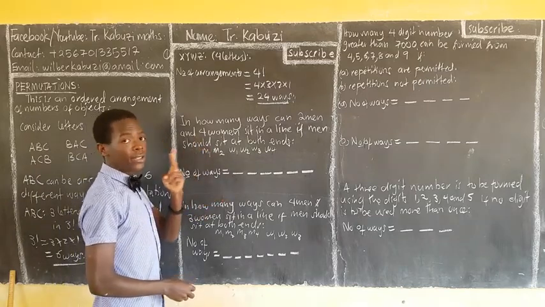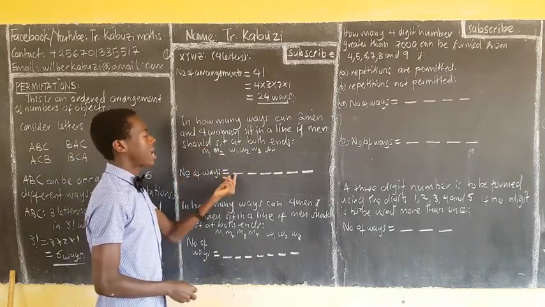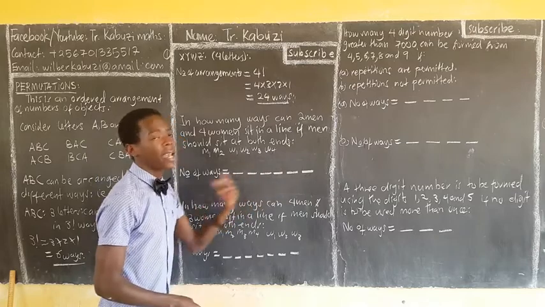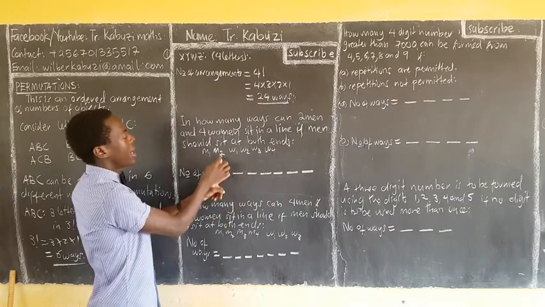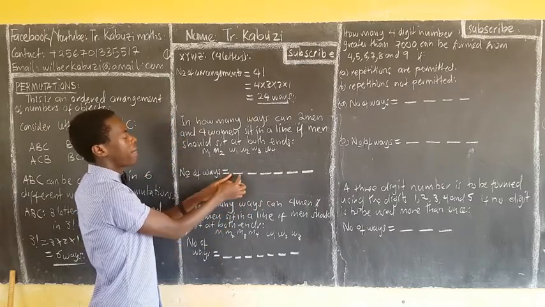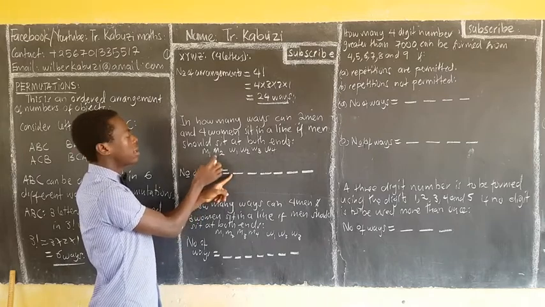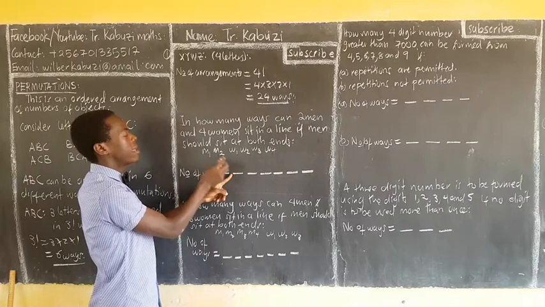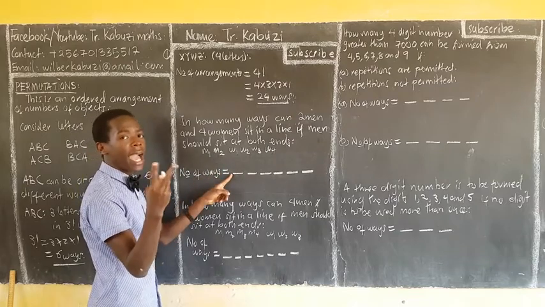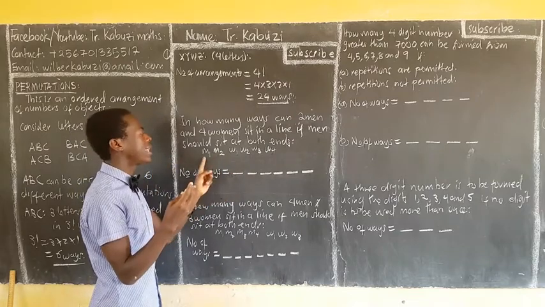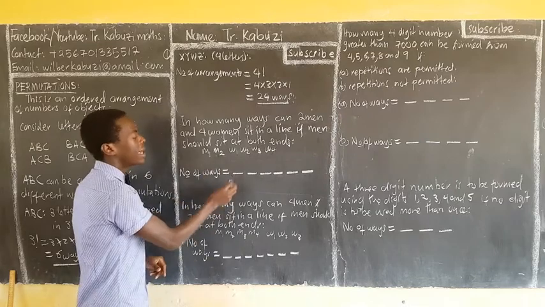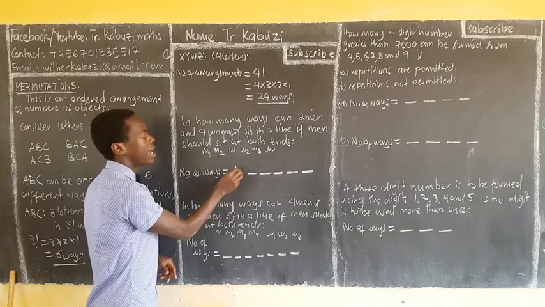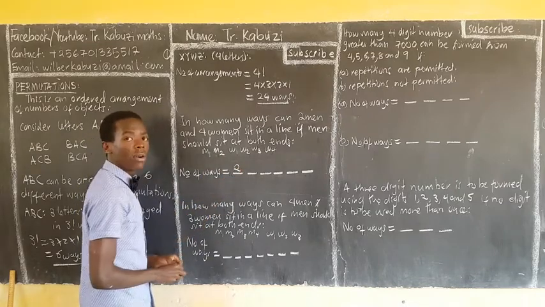Now look at this. The 2 men should sit at both ends. It means that for any of these positions I pick, I have 2 options to pick for the one who sits here. So if I say one of them should sit here, I have 2 ways of picking. So for the first position, I have 2 ways of choosing.